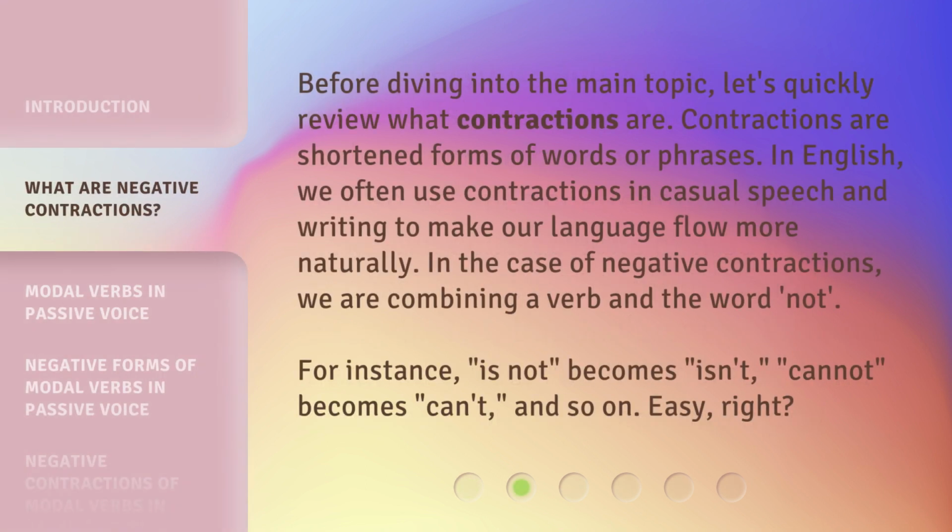Before diving into the main topic, let's quickly review what contractions are. Contractions are shortened forms of words or phrases. In English, we often use contractions in casual speech and writing to make our language flow more naturally. In the case of negative contractions, we are combining a verb and the word not. For instance, is not becomes isn't, cannot becomes can't, and so on. Easy, right?